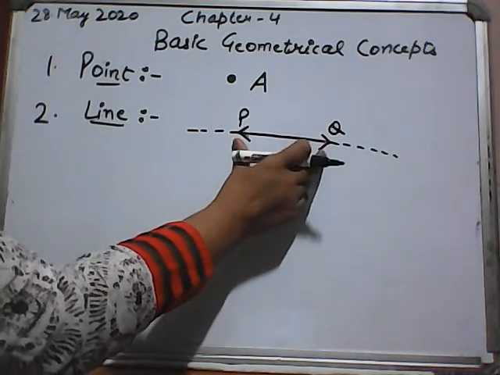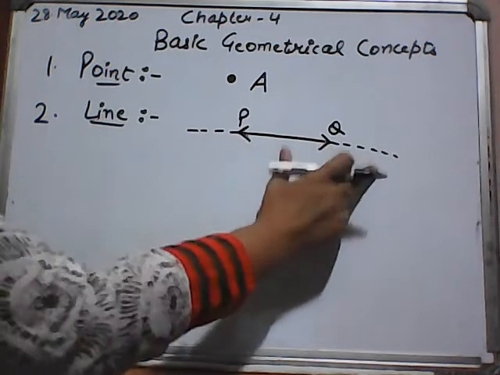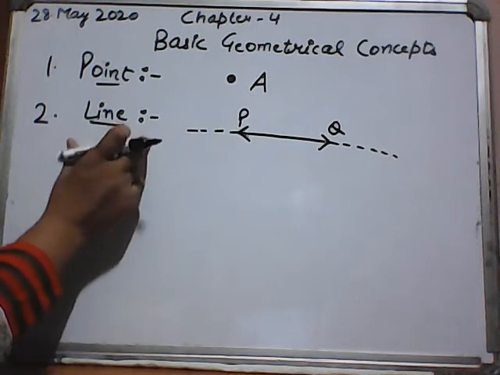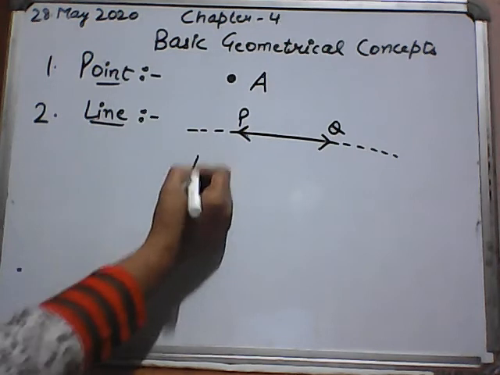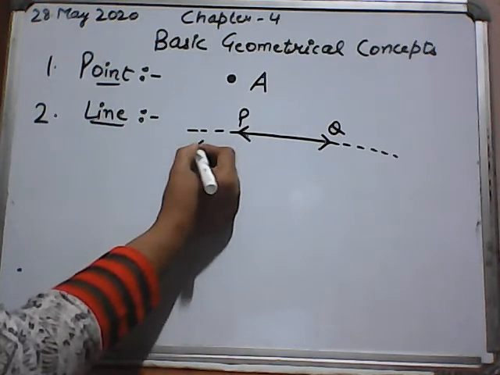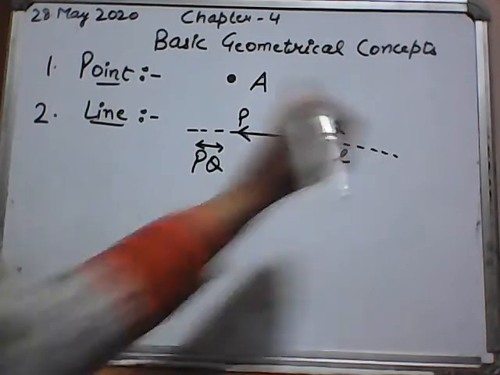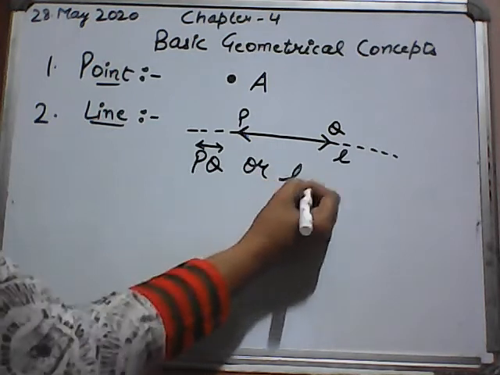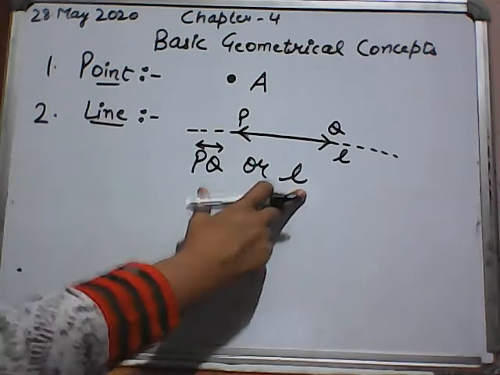A line has no fixed length. It can extend in both directions. A line does not have any endpoints. Its length is not fixed. It can be represented as PQ with an arrow on top, or in small letters it can be represented as line L.